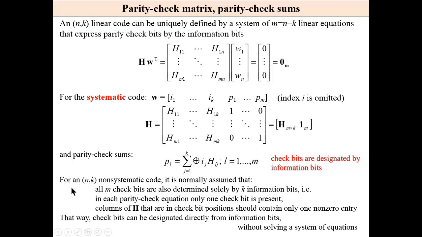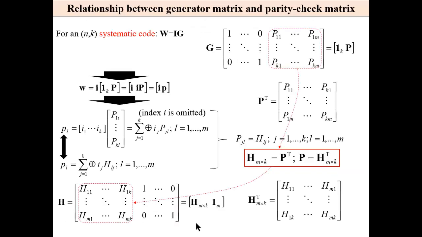For non-systematic code, it is normally assumed that all M check bits are also determined solely by information bits. In each parity-check equation, only one check bit is present. And this means that columns of H that are in check bit positions should contain only one non-zero entry. That way, check bits can be designated directly from information bits, and there is no need to solve a system of equations. If we have a systematic code, then it is easy to prove.